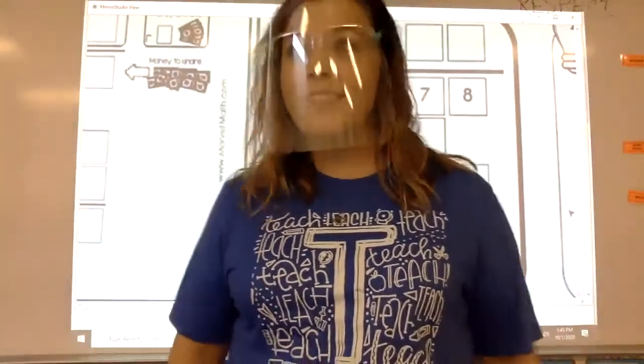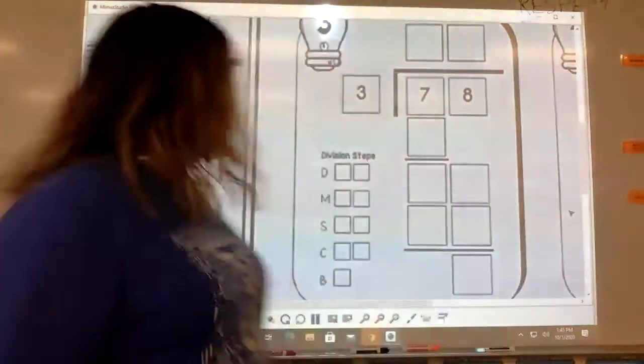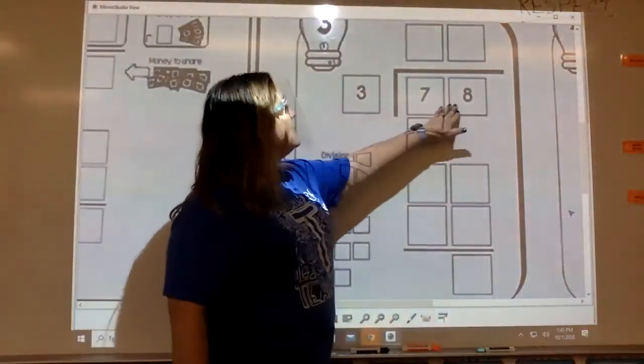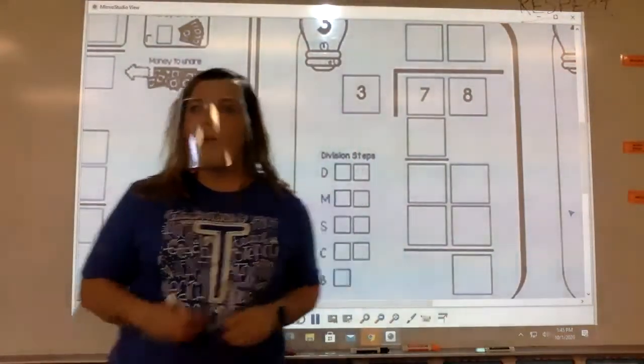Are you ready? All right, here we go. So we have 78 divided by 3. What's the first step that we need to do?